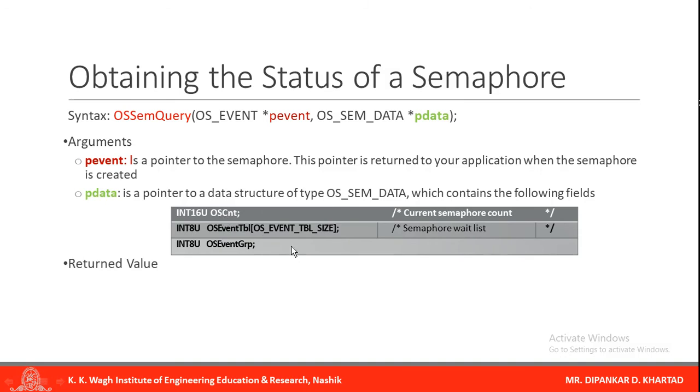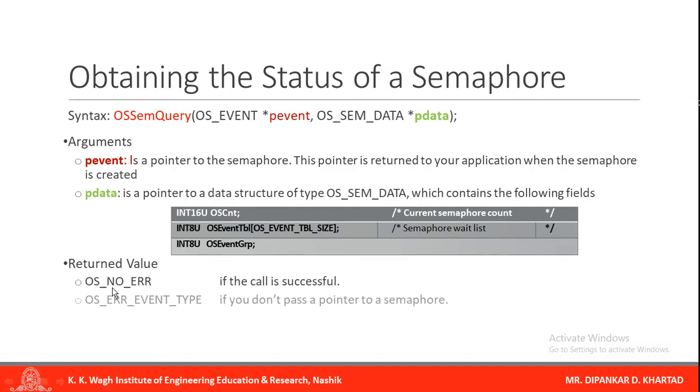So what will it return? It will return errors. OS_ERR_NONE means the call is successful. It will return OS_ERR_EVENT_TYPE if you don't pass a pointer to a semaphore, and it will return OS_ERR_PEVENT_NULL to the application if pevent is a null pointer.